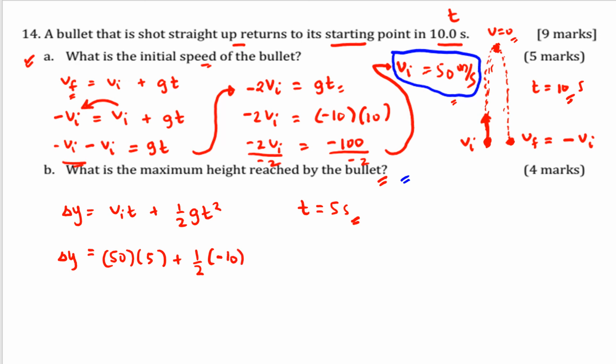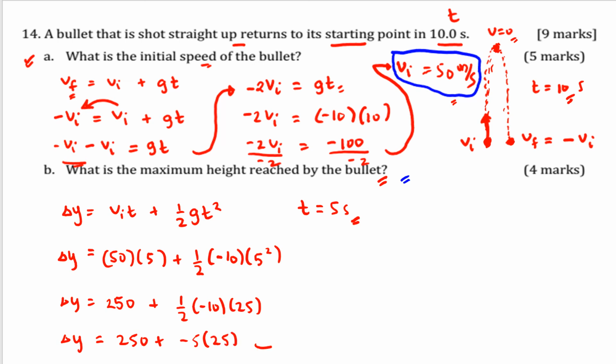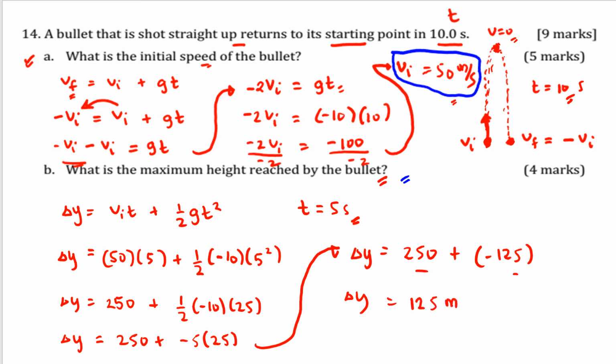G is equal to -10, and our time again is 5 seconds, so that's 5 squared. Delta y is equal to 50 times 5, that is equal to 250, plus 1/2 times -10 times 25. So that's 250 plus 1/2 times 10 is -5, -5 times 25. Let us simplify this further. Delta y is equal to 250 plus -5 times 25, which is -125. So delta y is equal to 250 plus -125, which is +125 meters, and this is the maximum height reached by the bullet.